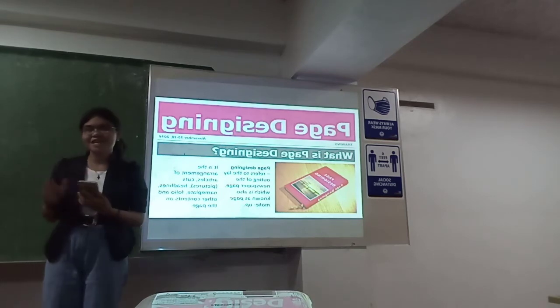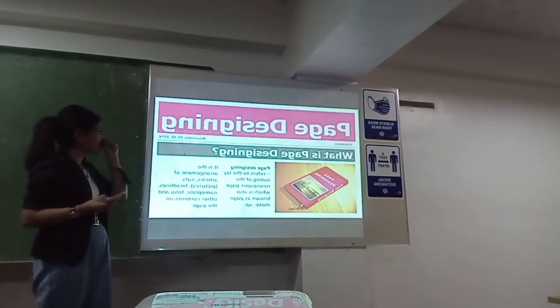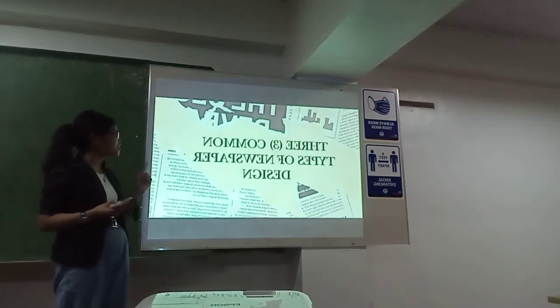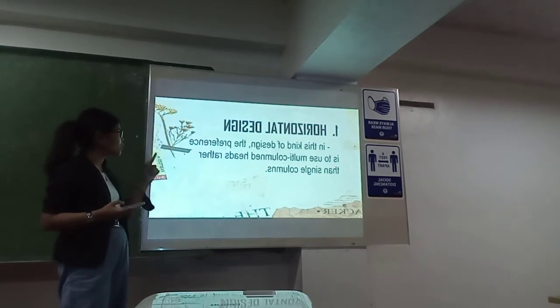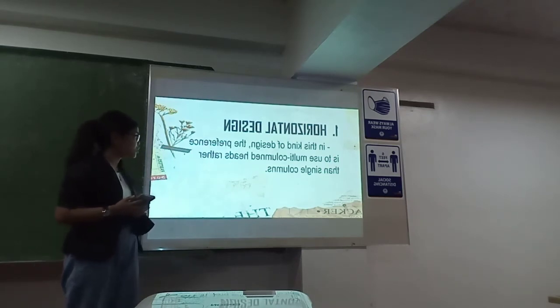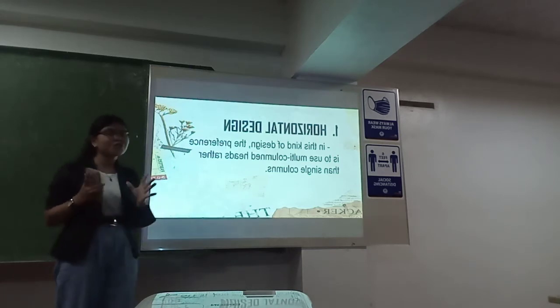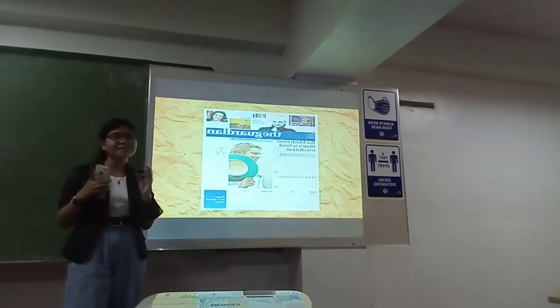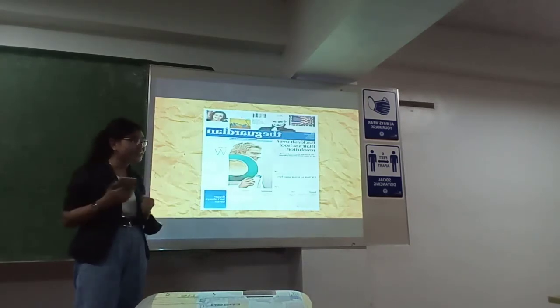Do you understand? Do you have questions? All right, so let's proceed to the three common types of newspaper design. The first one is the horizontal design. In this kind of design, the preference is to use multi-column heads rather than single columns. From the word horizontal, that means it is positioned side to side, right?